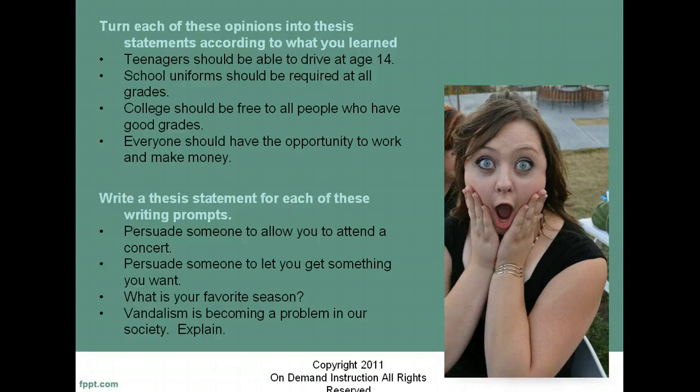Are you on the edge of understanding thesis statements but don't have them down 100%? Well, do some practice then. Here are 2 activities to try. The first has 4 weakly written opinions that need to be rewritten as strong thesis statements. Second are 4 writing prompts, and each one needs a thesis statement. Pause the video and write out 8 new thesis statements now to practice.